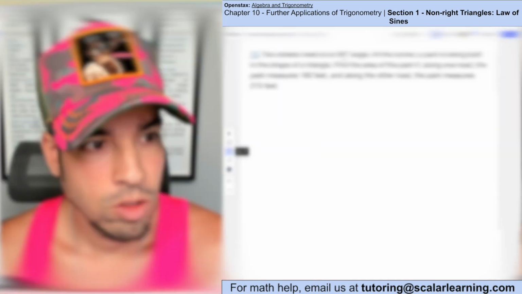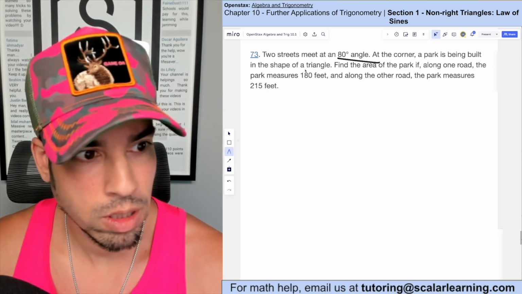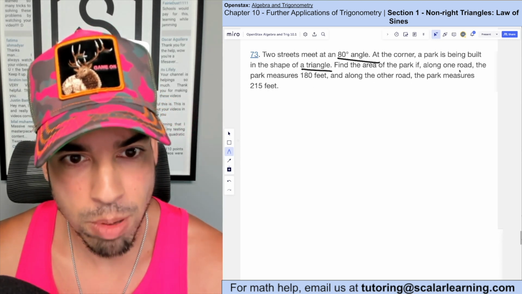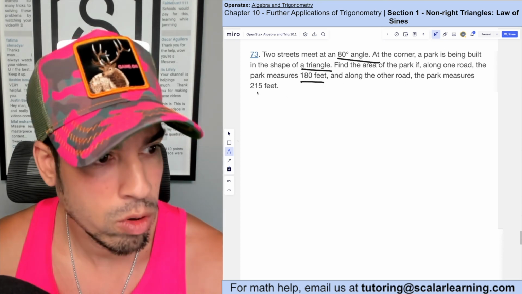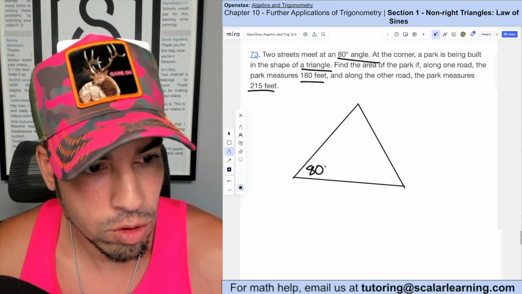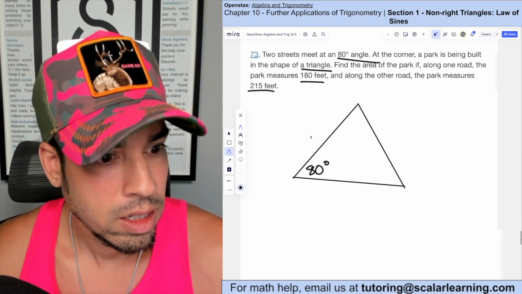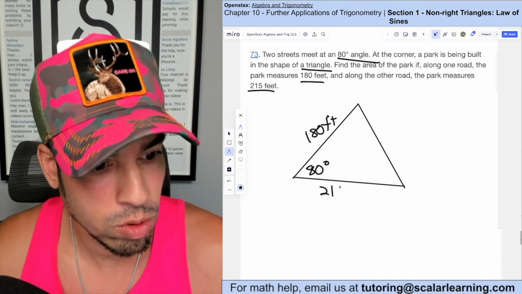Boom, done. Two streets meet at an 80-degree angle. At the corner, a park is being built in the shape of a triangle. Find the area of the park if along one road the park measures 180 feet, and along the other road, it measures 215. So here's an example of the park. Here is our 80-degree angle, and then it's saying on one side it's 180 feet. On the other side, it's 215 feet.